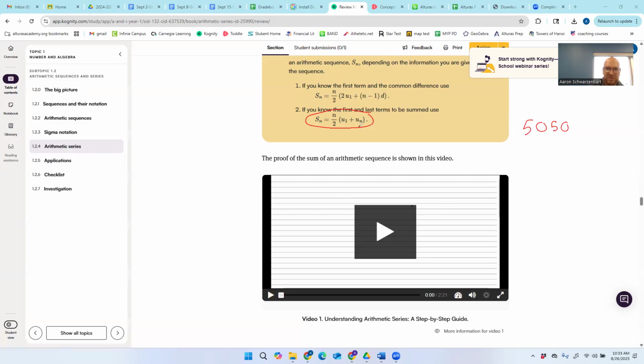What's his trick? Well, he added 1 plus 100, 2 plus 99, 3 plus 98. All of these numbers equal 101. That's the first number plus the last one. How many are there? 50. That's the n over 2 part. This first plus last. 50 times 101 equals 5050. Okay, if you want, you can watch the proof video that's here.